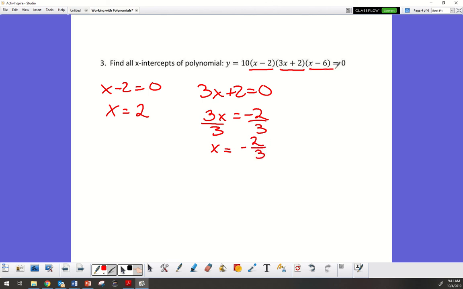Do the same thing here. x minus 6 equals 0. Add 6 to both sides. So x equals 6. There we go.